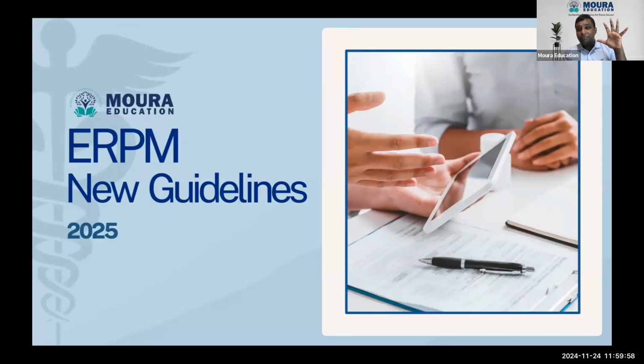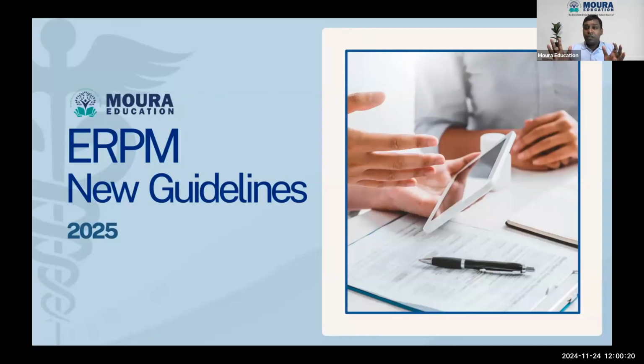So there are 5 domains. This is a common structure in the international exams. So: information gathering, communication with patient, communication with colleagues and relatives, patient safety, and applied clinical knowledge. Those are the 5 domains, right?